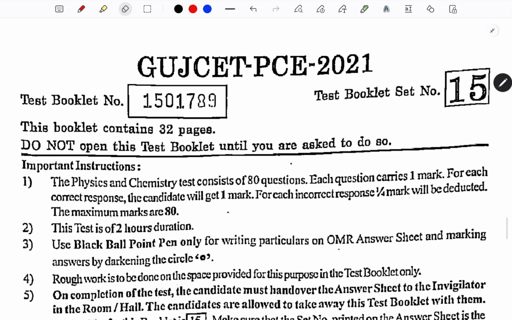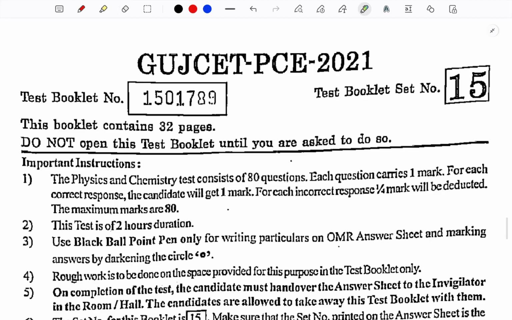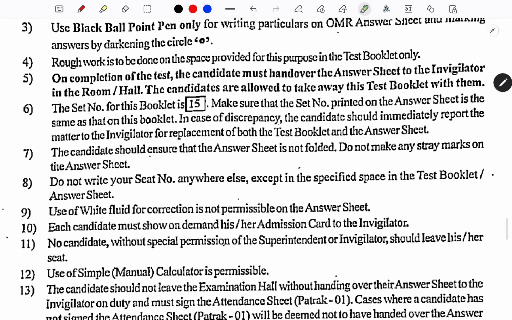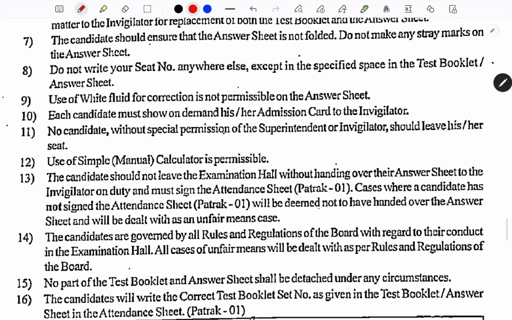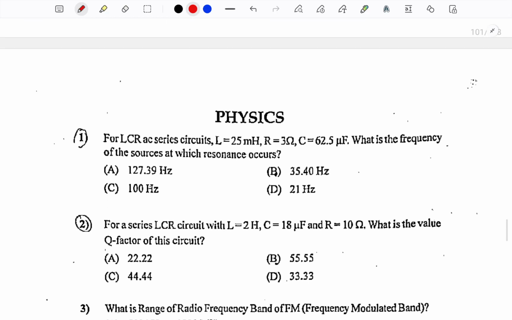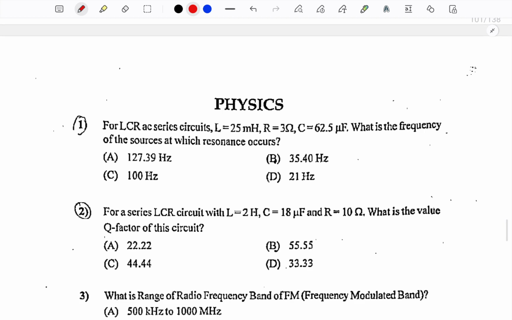Hello everyone. Today we are going to solve the GUJCET 2021 physics paper in English medium, and here it is clearly seen that the set number is 15. Actually this paper will be of the old syllabus, so some questions will be from the old syllabus and some are in the current syllabus also. So let's see, we will try to solve all the questions, and without wasting any time, let's begin.